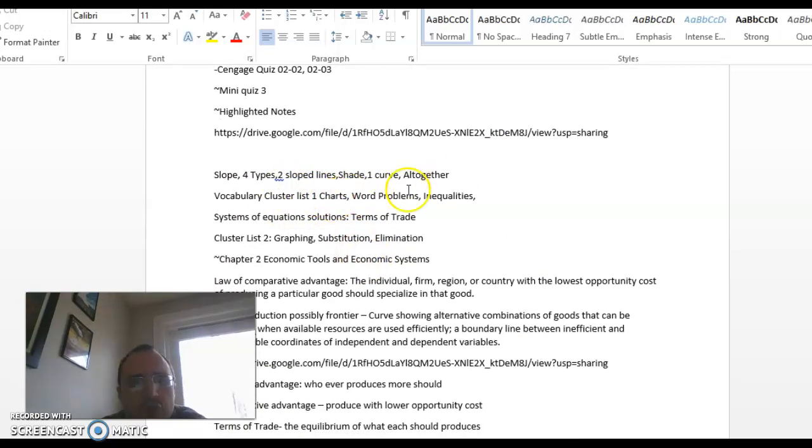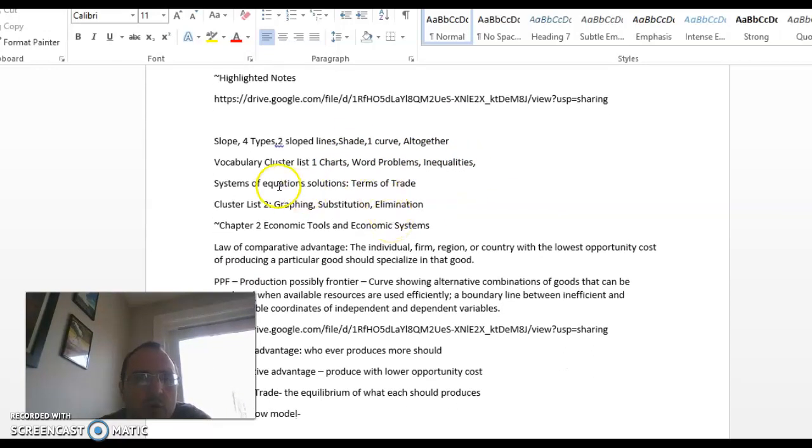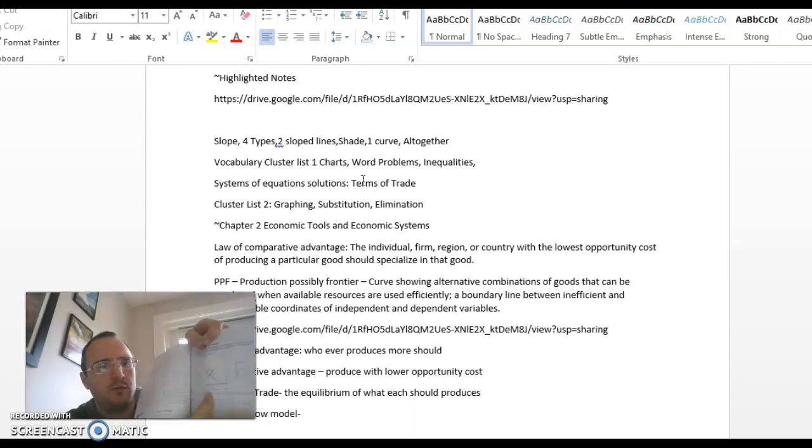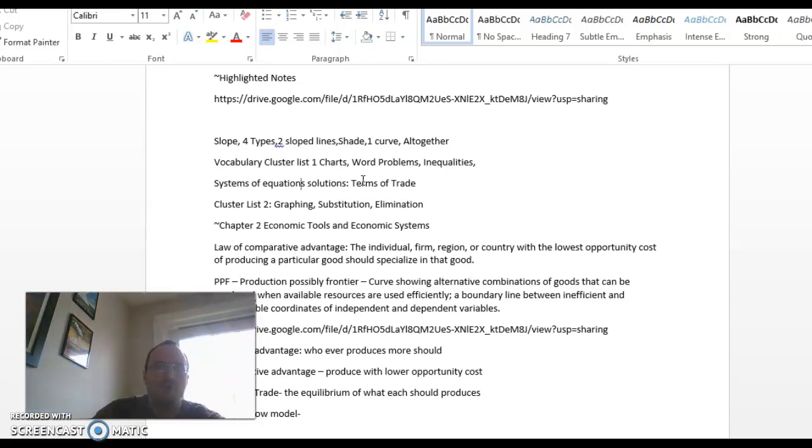First vocab cluster: charts, word problems, inequalities. If we were working together in person, I'd spend a lot more time on word problems, but we're not going to. Systems of equations is just 2 equations that, when they graph, meet at a coordinate. They would give you something that looks like this. I'm going to use page 71 out of the book. See where they intersect. I was going to spend time on the creation of those lines, but instead I just want to spend time on how those lines are created.